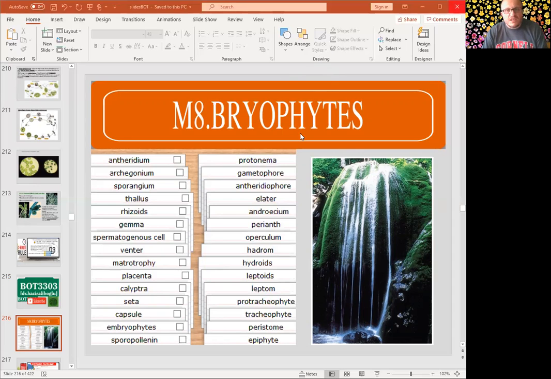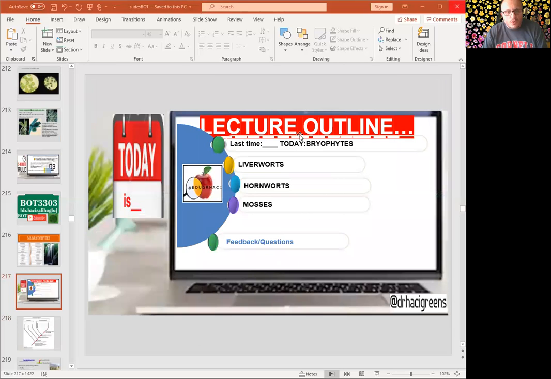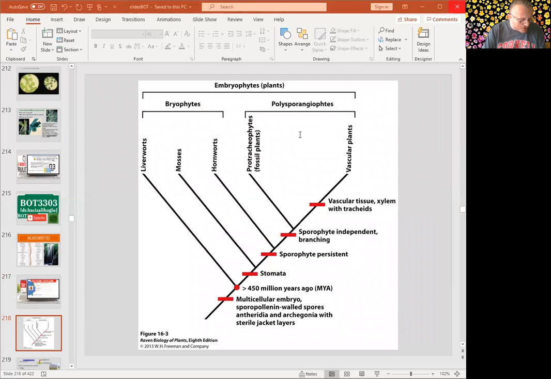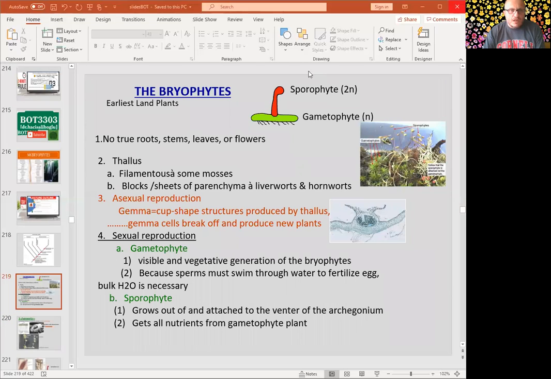Bryophytes are made of liverworts, hornworts, and mosses. Liverworts are Marchantiophyta, hornworts are Anthocerophyta, and mosses are Bryophyta. They have a lot in common, and the typical structure looks like this. The gametophyte is dominant, and the sporophyte is more dependent on the gametophyte. The gametophyte also has female Archegonia and male Antheridia.